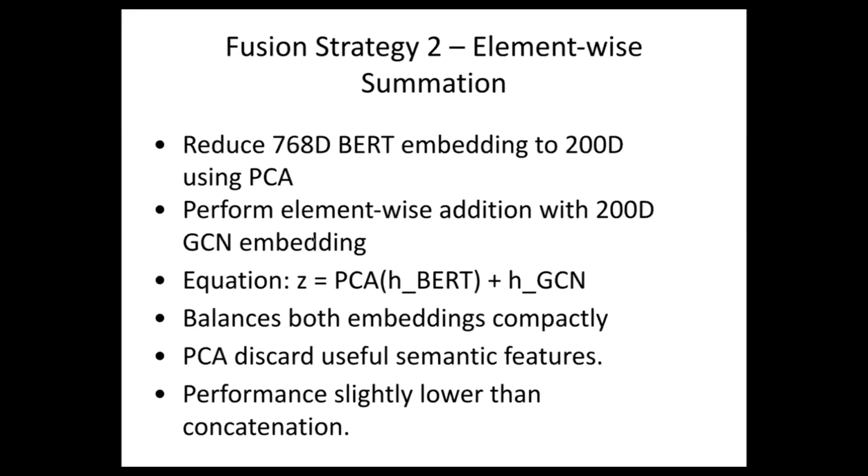The second strategy we tried is element-wise summation. To do this, we first reduce the 768-dimensional BERT embedding down to 200 dimensions using PCA, and then add it element-wise to the 200-dimensional GCN embedding. This approach keeps the final vector compact and balances both sources of information. However, since PCA can discard important semantic features, we see a slight drop in performance compared to concatenation.